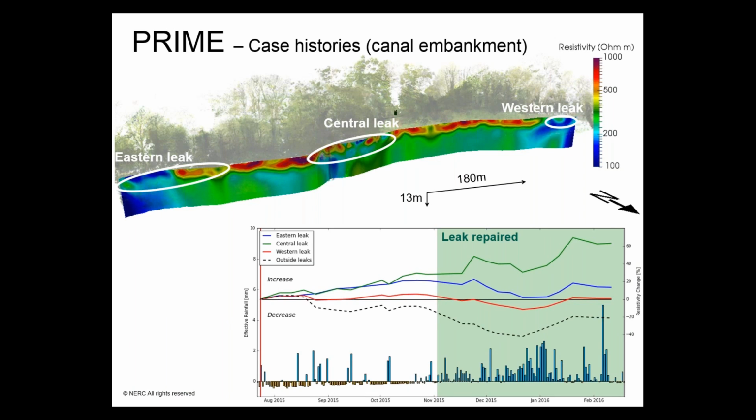So here we have our baseline scan shown at the top, and the three areas of low resistivity shown in blue already reveal our leak locations. Low resistivity is due to high moisture content.